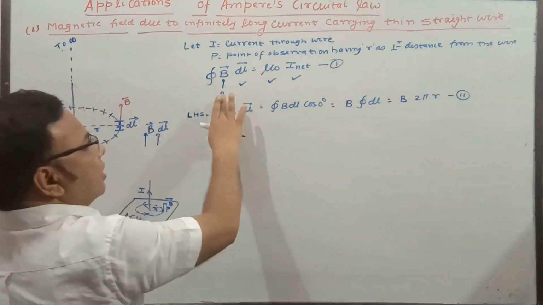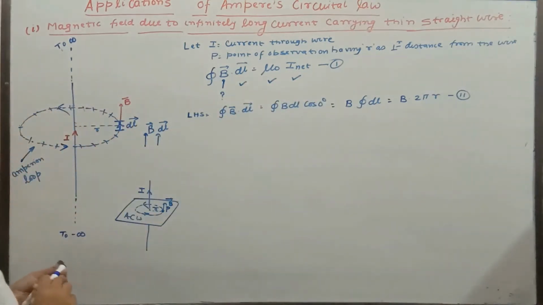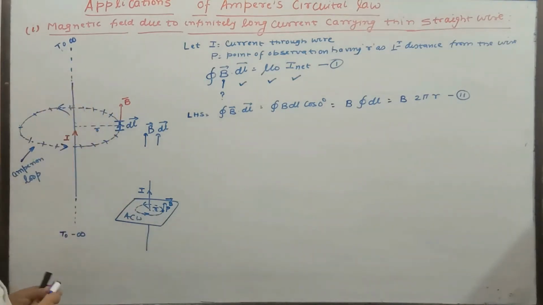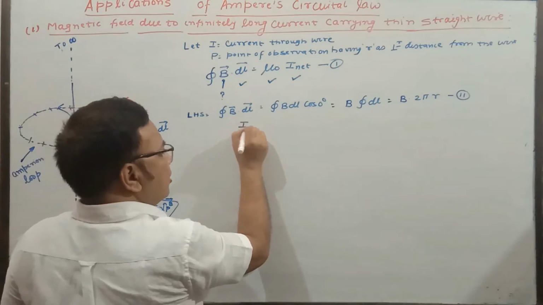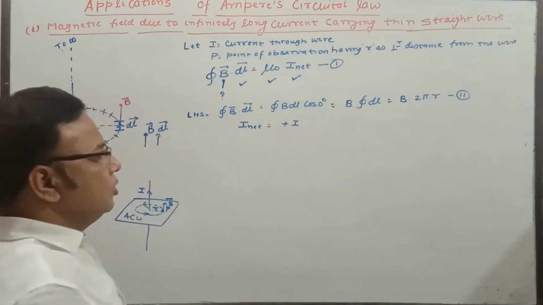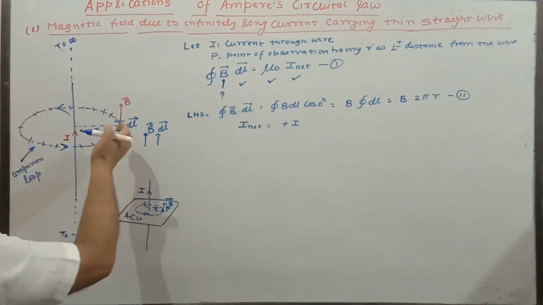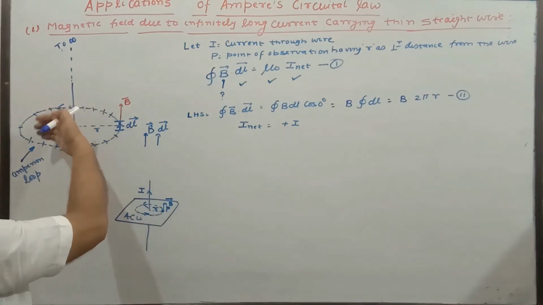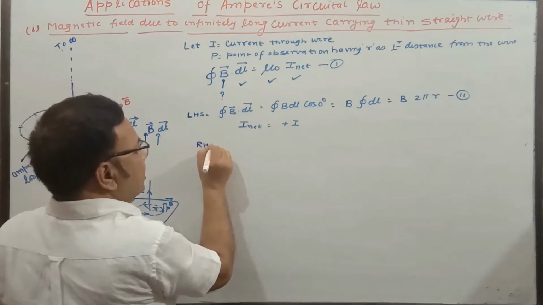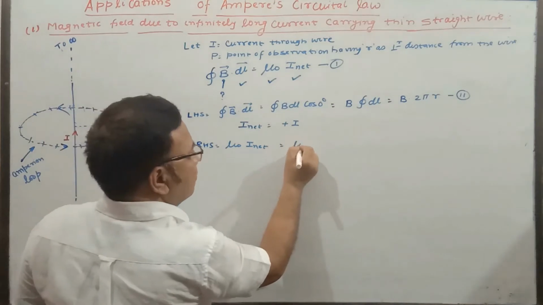So the left hand side is done. The left hand side is almost solved. Now come to the right hand side. For I net, we are traversing like this and the thumb is in the direction of current, so the current will be positive. So I net is equal to plus I. The reason, you know, is that the current is in the direction of the thumb, when the tips of the curled fingers show the direction of traversal. Now use this in the right hand side. So the right hand side is equal to mu naught times I net, and I net is I. So this is equal to mu naught I.